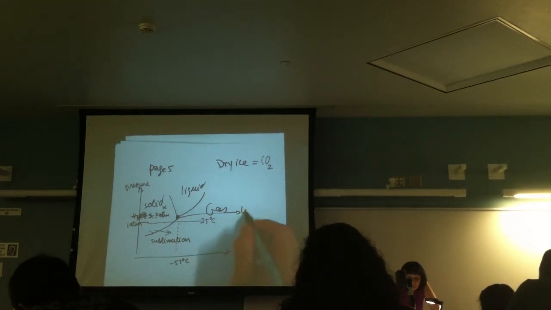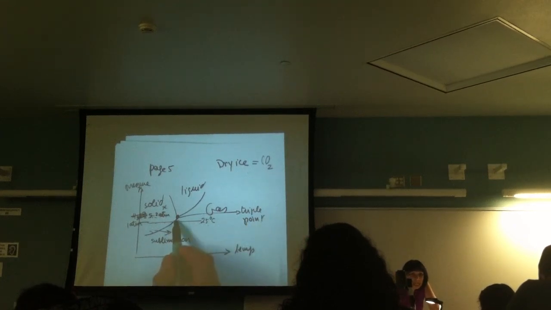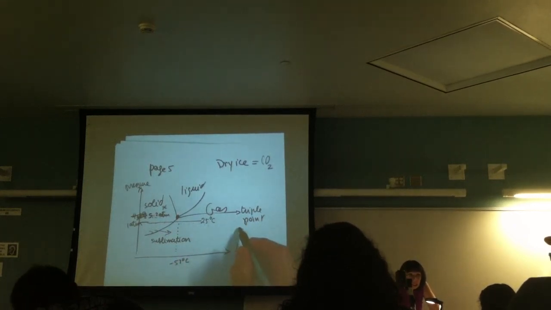This point is called the triple point. What should be the physical state at the triple point? Hint, hint, triple, hint, hint. Solid, liquid, and gas.